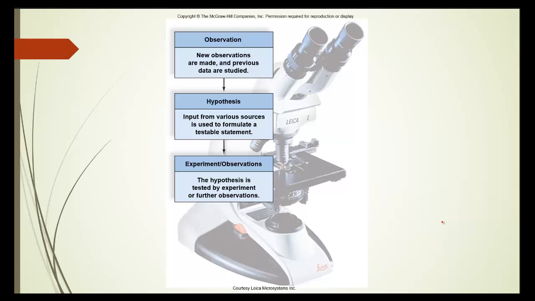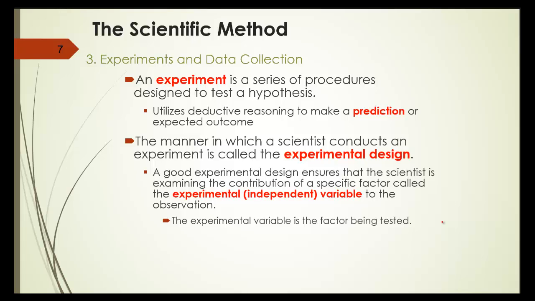Then the hypothesis is tested by experiment or further observations. An experiment is a series of procedures designed to test a hypothesis. It utilizes deductive reasoning to make a prediction or expected outcome. The manner in which the scientist conducts an experiment is called the experimental design. A good experimental design ensures that the scientist is examining the contribution of a specific factor called an experimental variable or an independent variable to the observation.